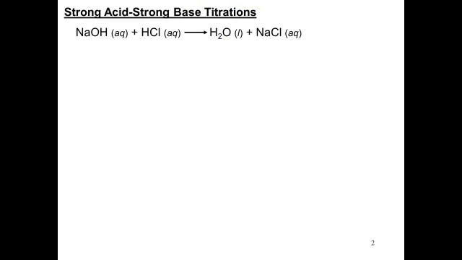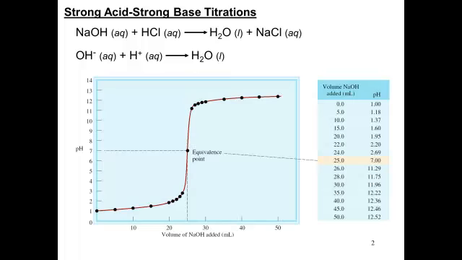Strong acid, strong base titrations. An example would be sodium hydroxide and hydrochloric acid. The net ionic equation is the hydroxide ion reacts with the hydrogen ion to form water. Here is a pH titration curve. pH is shown versus the volume of sodium hydroxide added. Since this is a strong acid, strong base titration, the equivalence point occurs at a pH of 7.